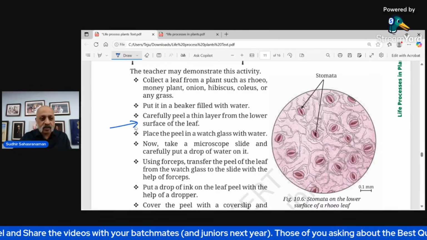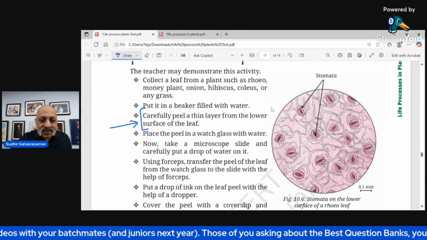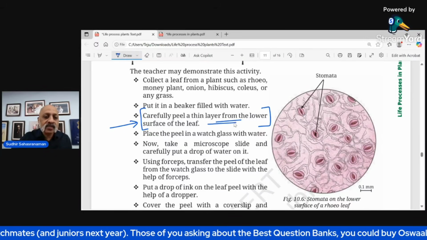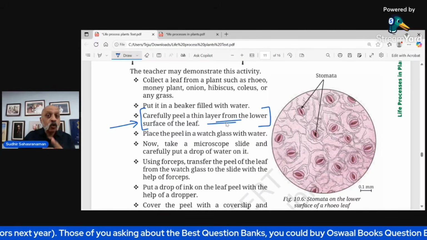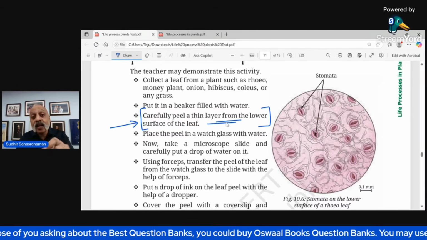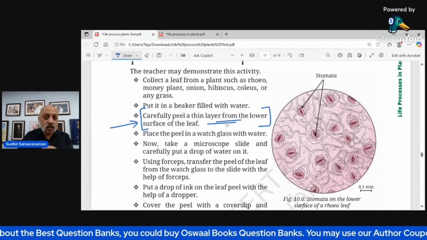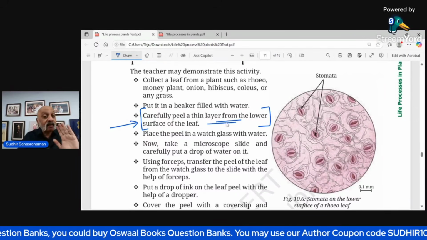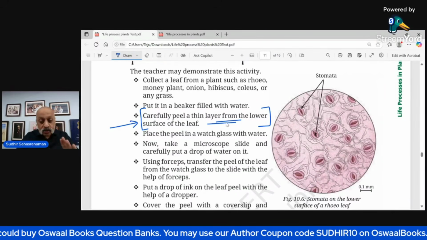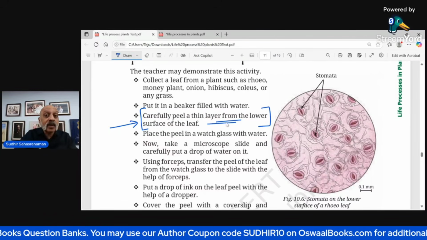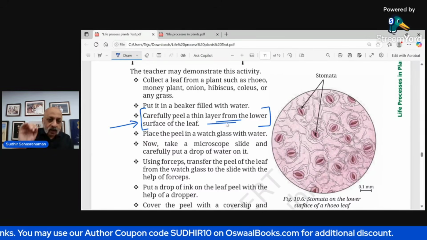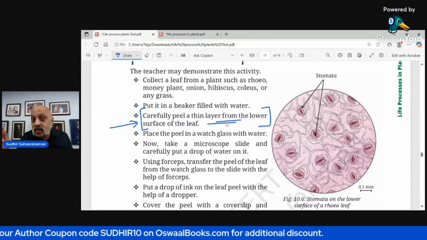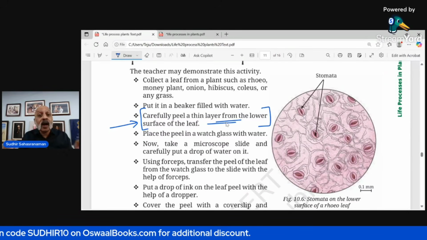Don't worry when Sudhir sir is there. Carefully peel a thin layer from the lower surface of the leaf. Now you may ask, why are they saying lower surface? That's the question. When I read it myself, I read it like a student, so I keep asking this question. This has not been explained out here. I will explain to you. Don't worry. Why is it said from the lower surface of the leaf and not from the upper surface?